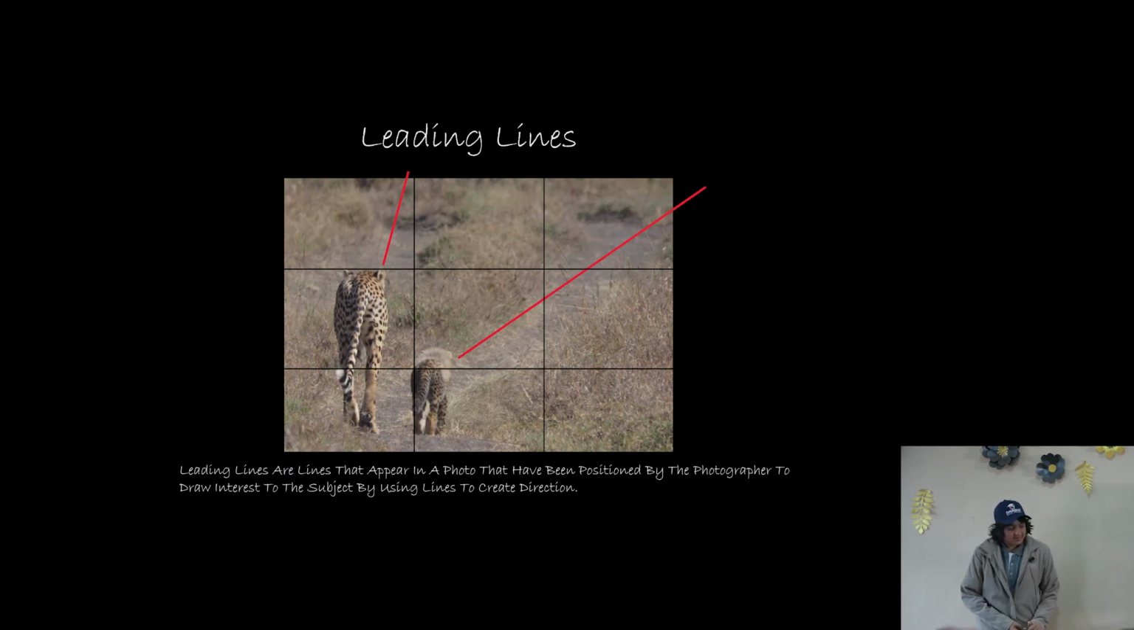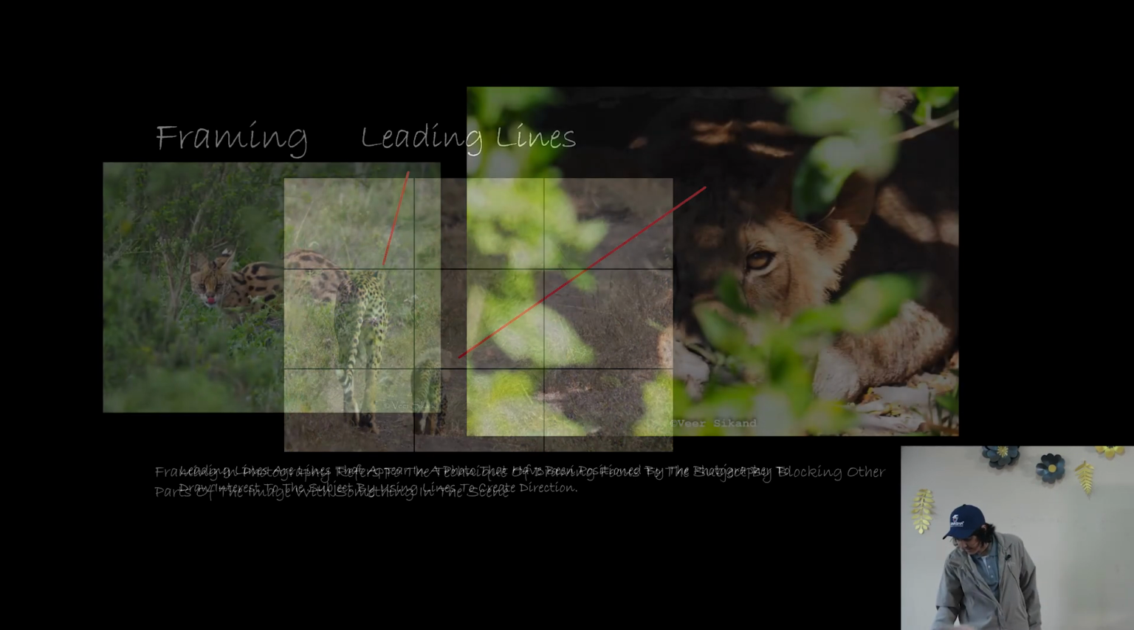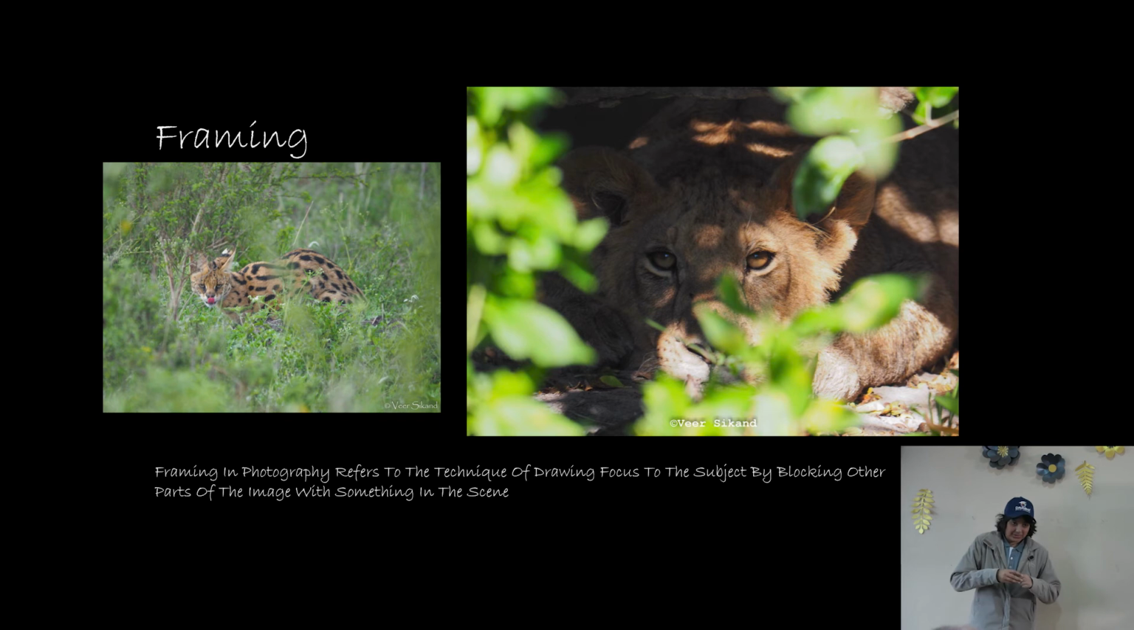Leading lines. Another little bonus, both of these are also really good. So leading lines are the lines that appear in the photo that have been positioned by the photographer to draw interest to the subject by using lines to create direction. So framing in photography refers to the technique of drawing focus to the eyes and the subject by blocking out other parts of the image with something in the scene.